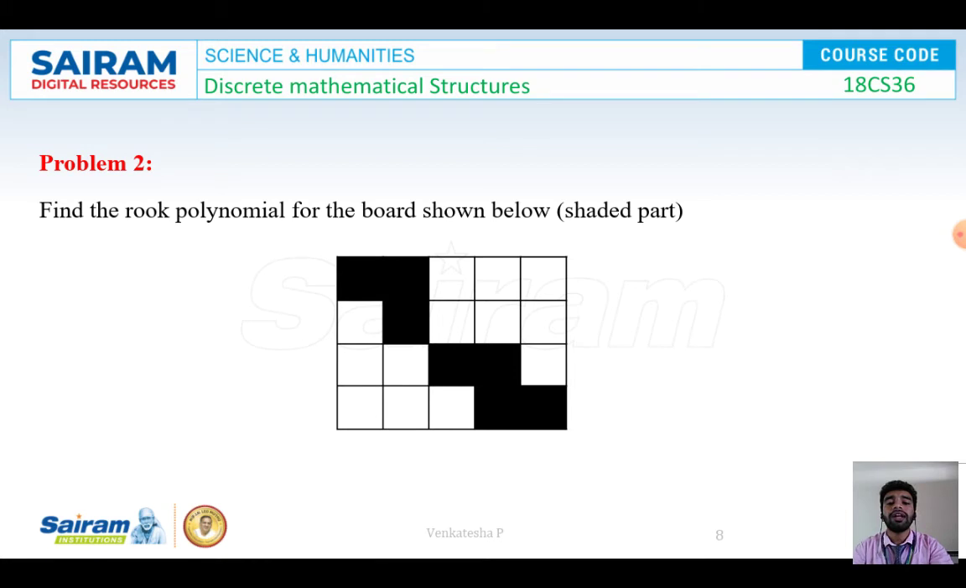One more example, this board is a 4 cross 5 board. Find the rook polynomial for the shaded part alone. So now I'll be dividing this board into two subboards. That is, the board C1 is made up of 2 cross 2 and the board C2 is made up of 2 cross 3.